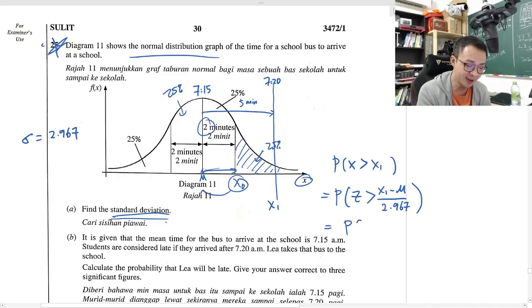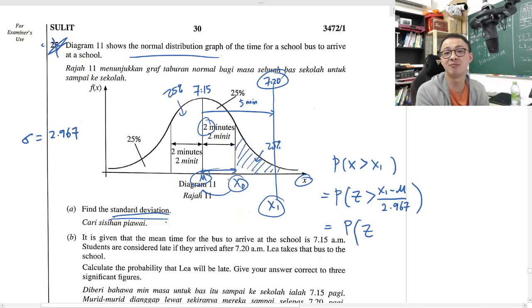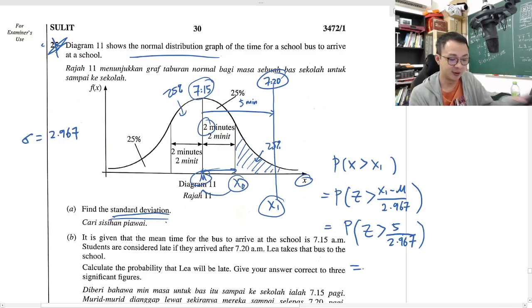Alright, because in this question, the difficult part is there's no way to find the mean. So therefore, I kind of need to use back the same methods. So if I use the x1 minus the mean, basically I use the 720 minus the 715, right? So you know it's 5 minutes. So the top here will be 5 over 2.967. So yeah, I will use the calculator, do the 5 divided by 2.967.